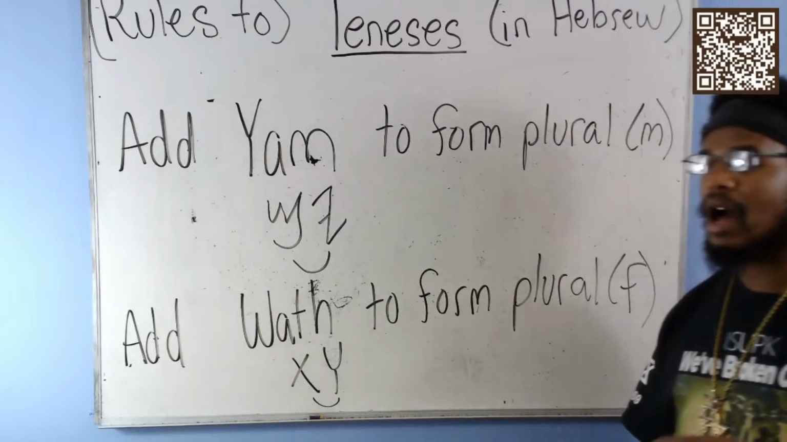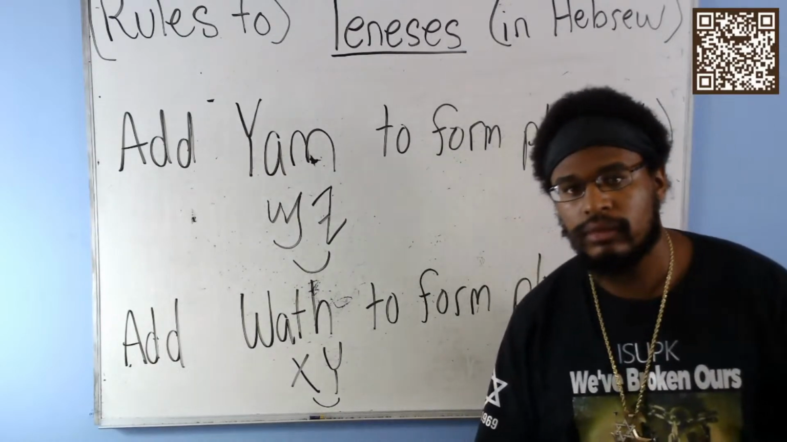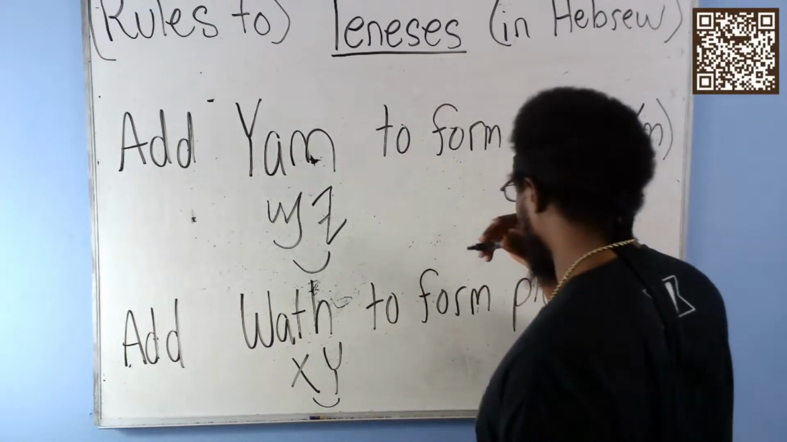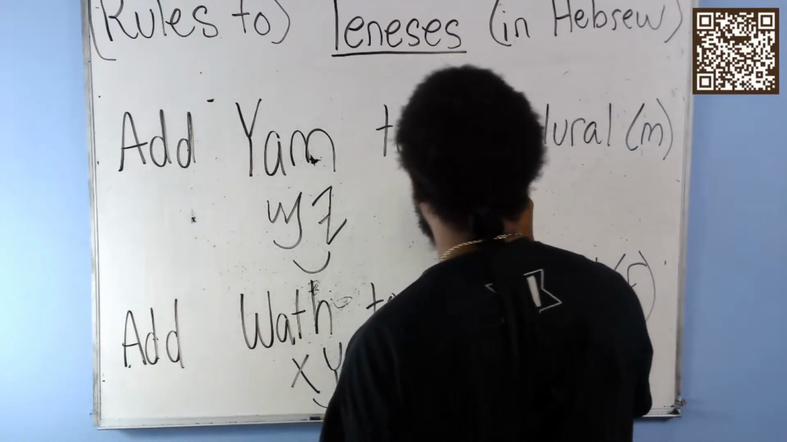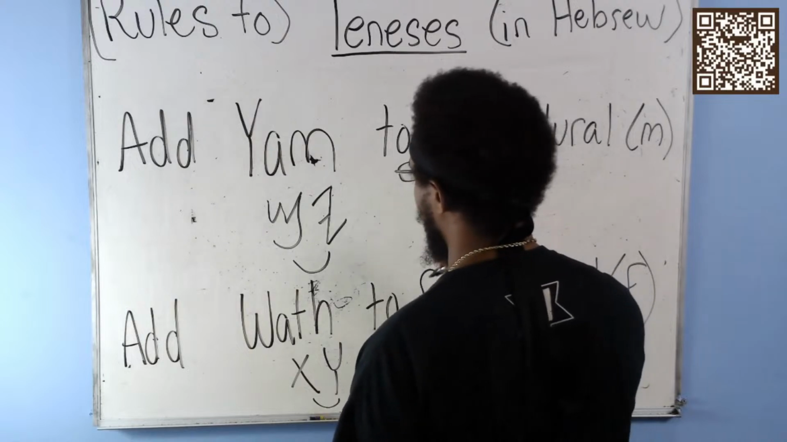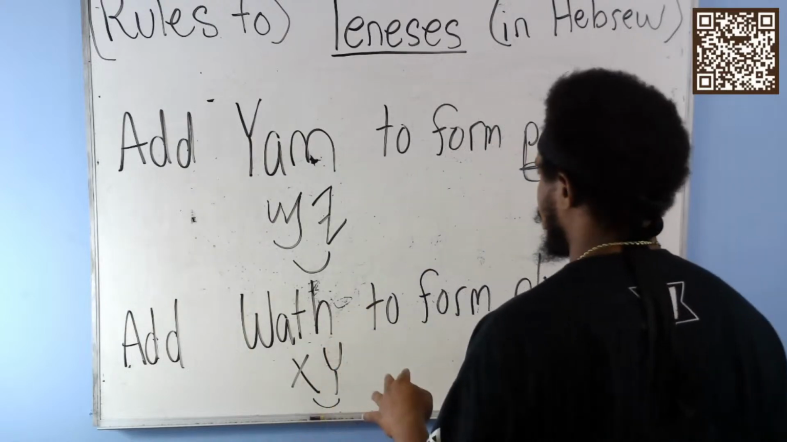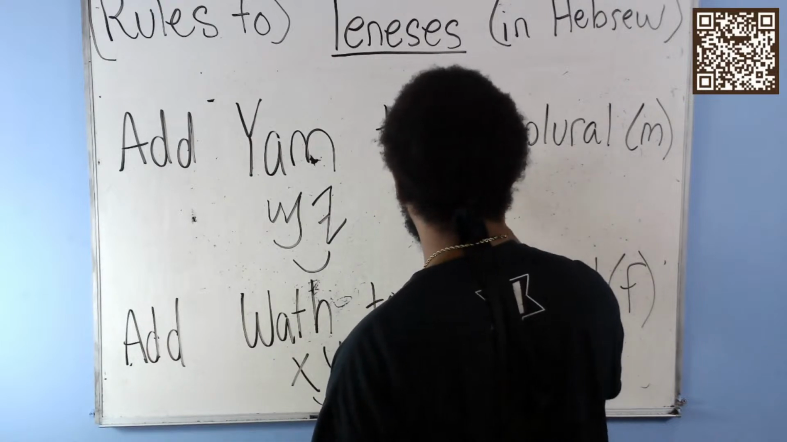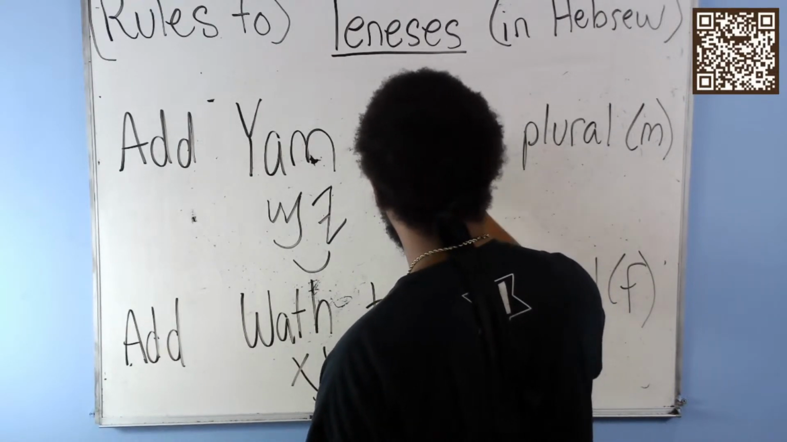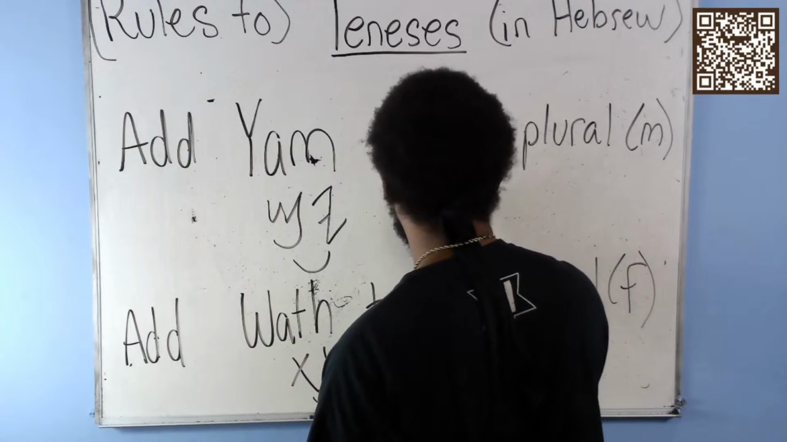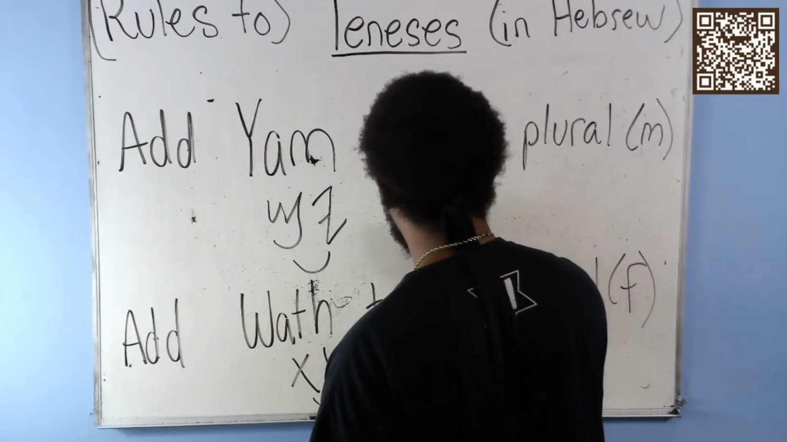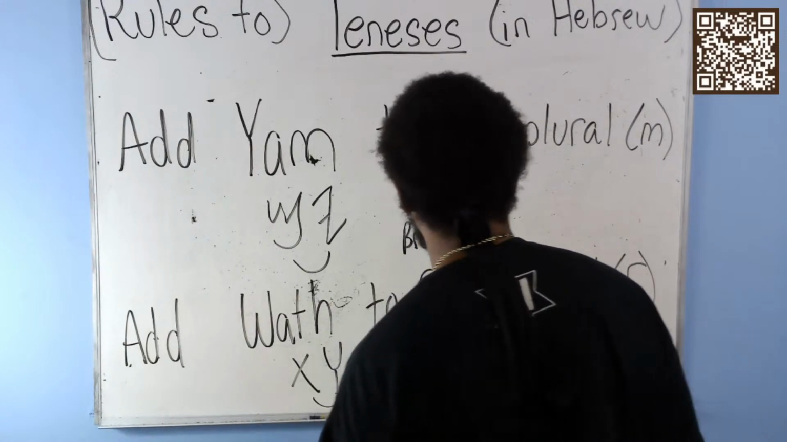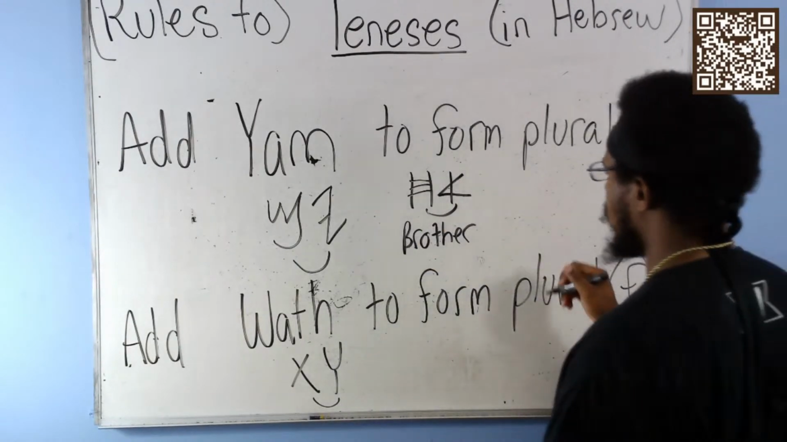Like ak, yim will be for brothers. So I'll write it down. So we have ak, brother. Ak, yim.